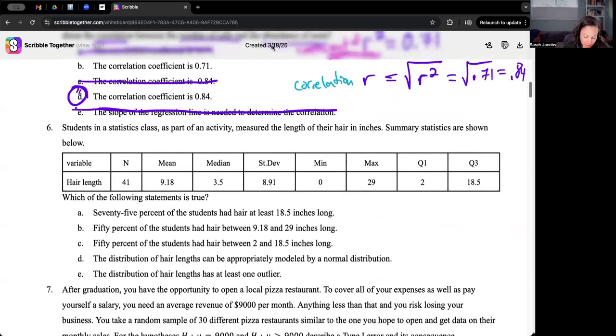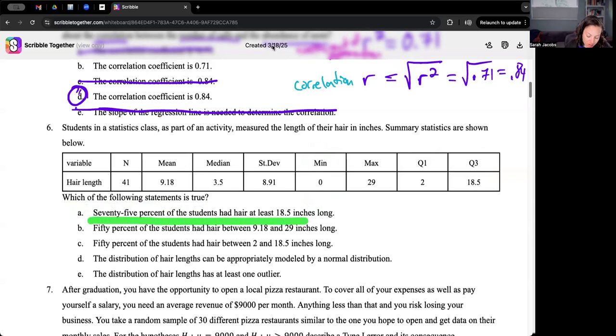Number 6. Students in a statistics class, as part of an activity, measured the length of their hair in inches. Summary statistics are shown below. So we've got the sample size, the average, the median, standard deviation, minimum, maximum, first quartile, and third quartile. I guess someone shaved their head. Must be a sports season thing, right? Which of the following statements is true? Again, which is true? Which must be true? Which remains unchanged? You want to check everything in this type of question.